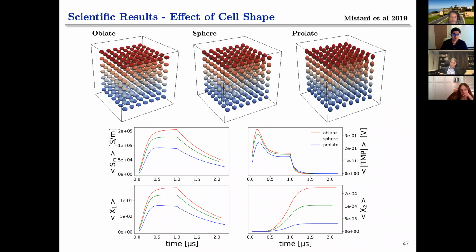You can ask more questions. For example, you can investigate the effect of the cell shape on the average conductance enhancement of the cell aggregate, the average transmembrane potential of the cell aggregate, and the average permeabilization levels. And just to give you an intuition, you would expect that when the cells have a higher exposure to electric fields, for example, when they're oblate, the surface area perpendicular to the electric field is higher. So you would expect to have higher values of electroporation in all of these different measures. And that's the case.